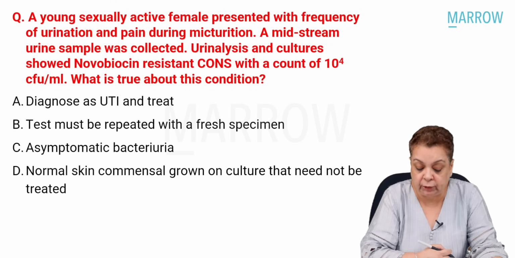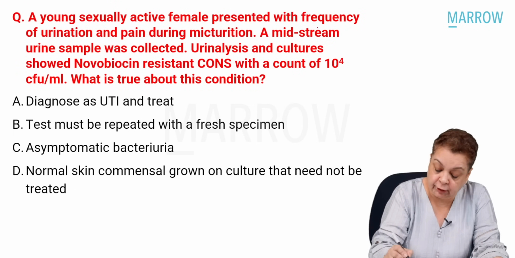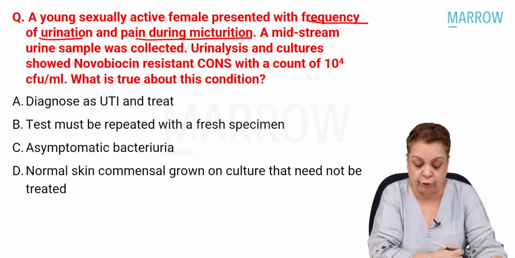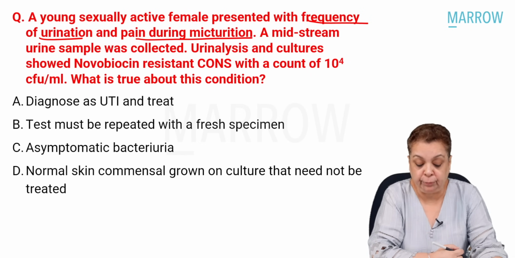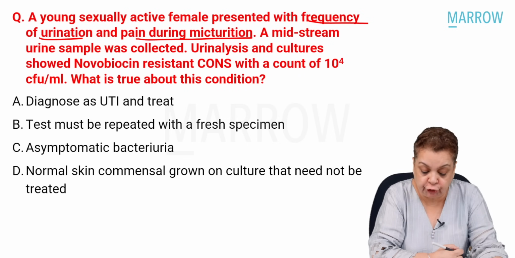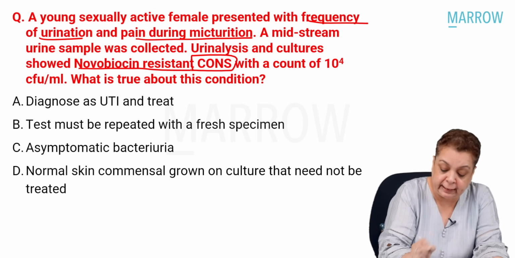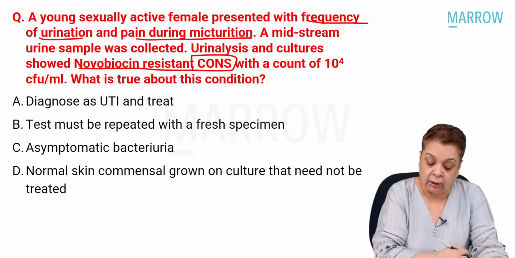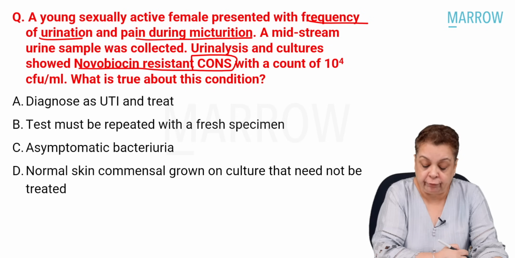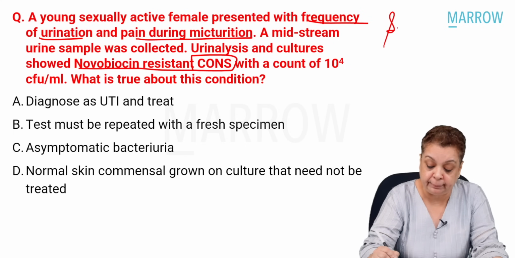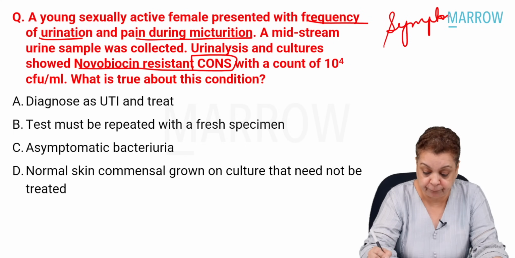A young sexually active female presented with frequency of urination and pain during micturition. A midstream urine sample was collected. Urine analysis and cultures showed novobiocin-resistant coagulase-negative staphylococci with a count of 10 raised to power 4 colony-forming units per ml. Okay, so we have a symptomatic UTI.